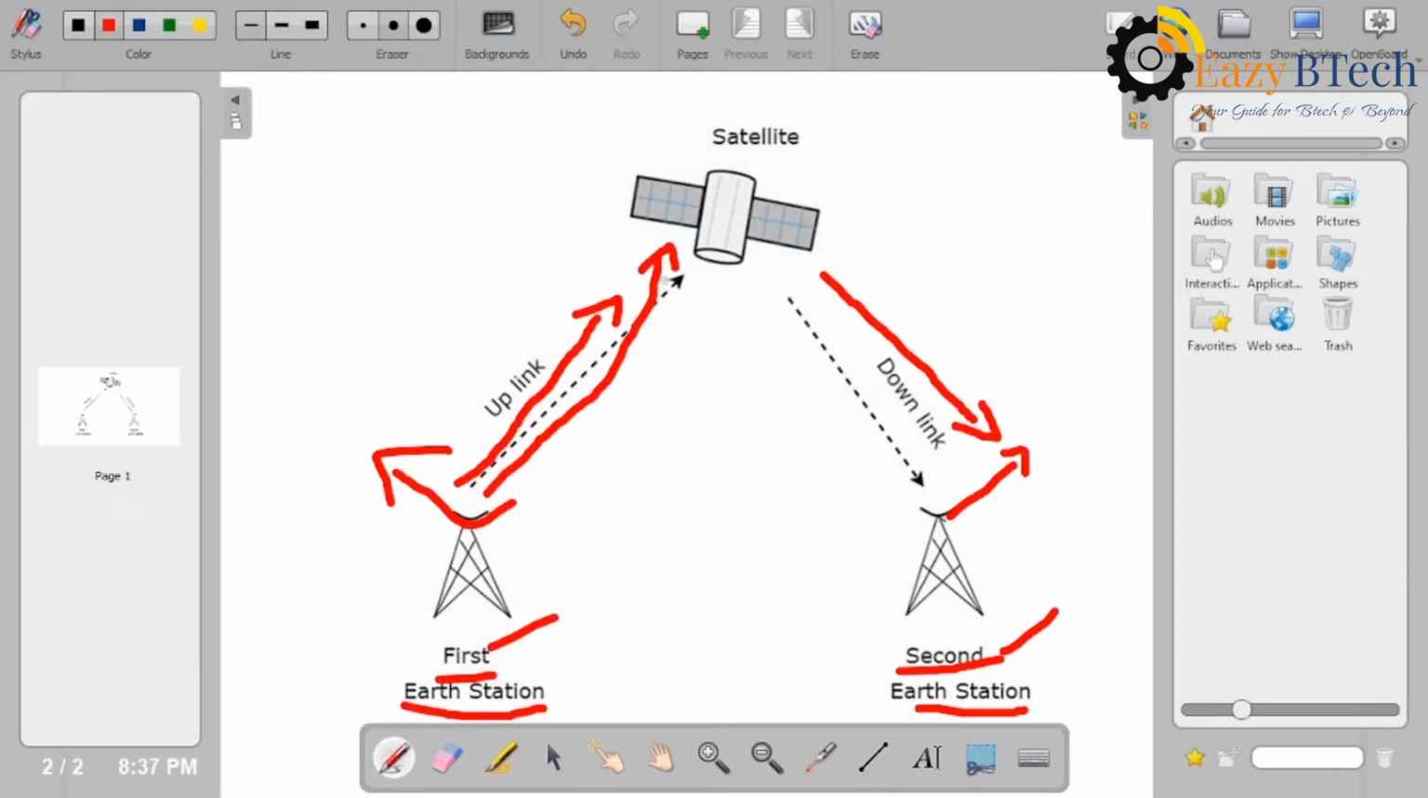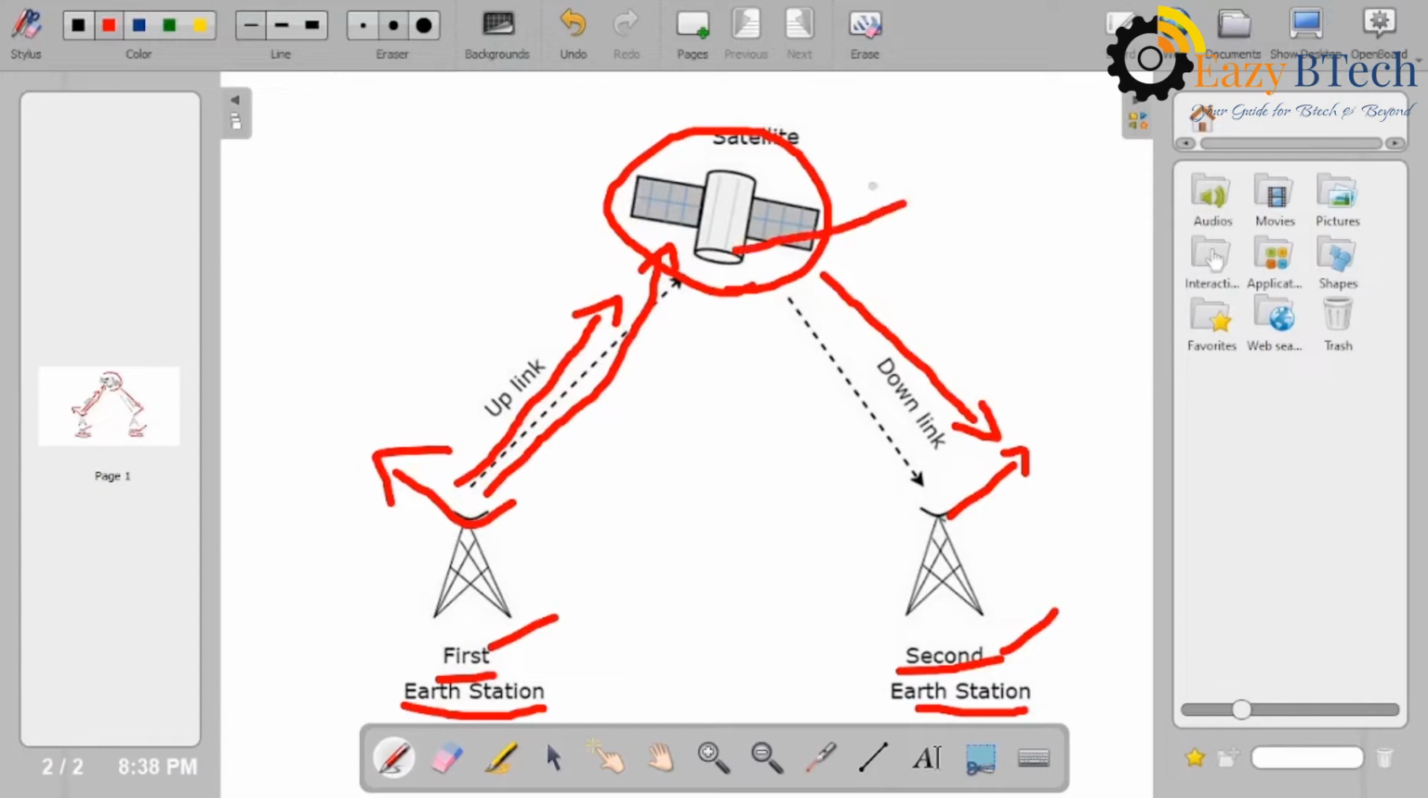Here, the satellite is at a long distance from the earth station. While the signals travel to the satellite, there is a chance that the signals will be corrupted because they travel a long distance from one earth station to the satellite. While traveling, the signals become weaker and there is a chance of signal loss.